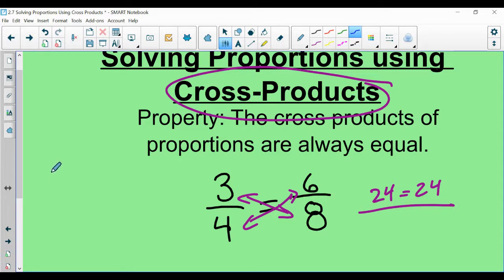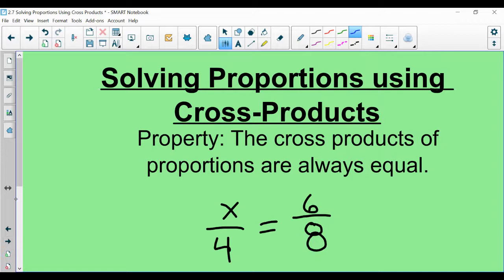I could do this with another example. You guys know that 1/2 is the same as 4/8, for example. Well, if I were to cross multiply this, 1 times 8 is 8, and 2 times 4 is also 8. So this is a convenient little trick, and we're going to use this to actually solve equations where one of these is going to be a variable, something that we do not know.